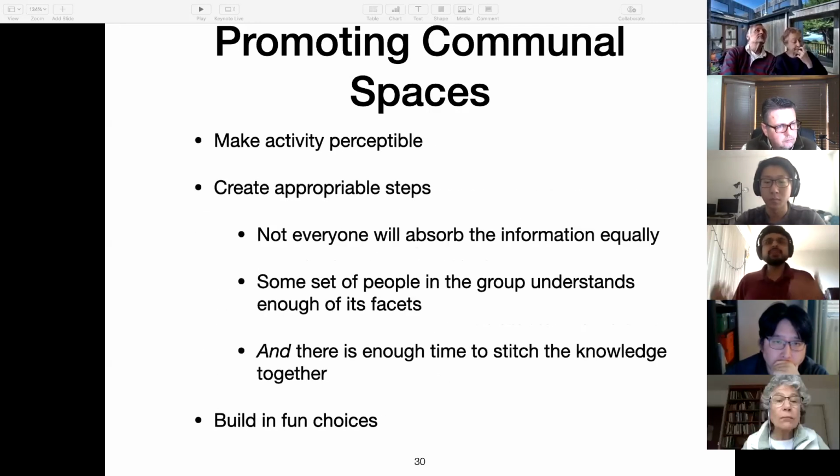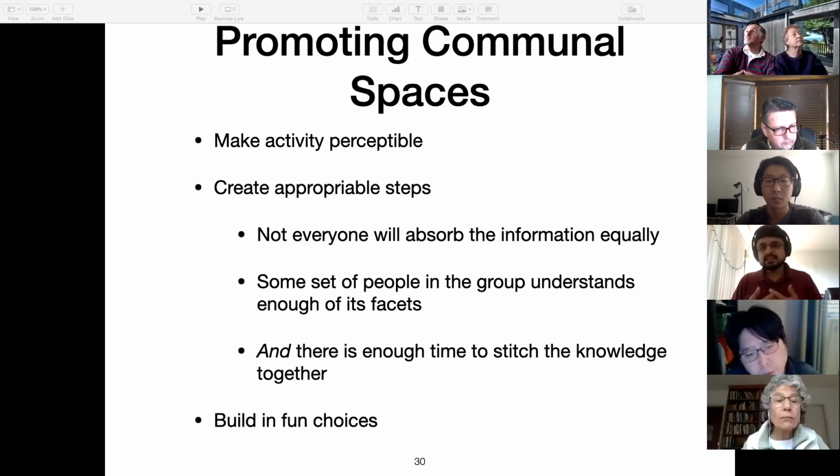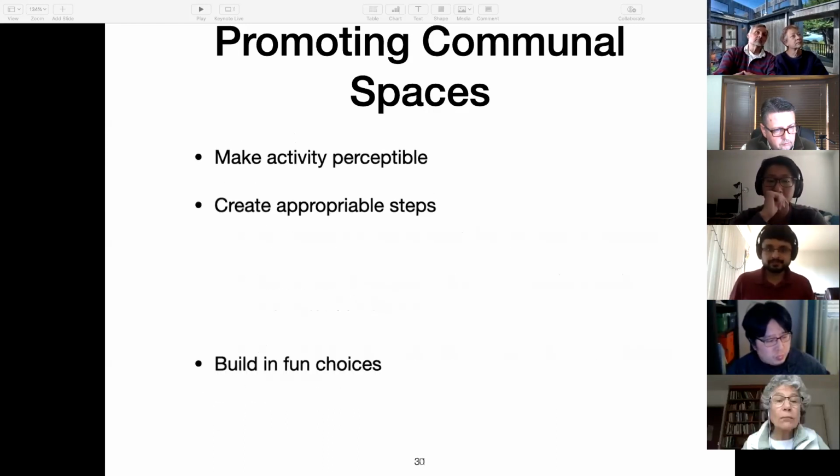Second, not everyone will observe information equally. And so there is a need for us to create appropriable steps for the group. One way that worked for us was that because the sister survivors worked in groups and each task could be divided into smaller steps, some members of the group understood enough of its facets and had enough time to discuss and draw the knowledge together towards meaningful action. Creating these appropriable steps in the activity seemed to help the use, which contrasts with the feeling of being overwhelmed that they had reported when computers were introduced earlier.